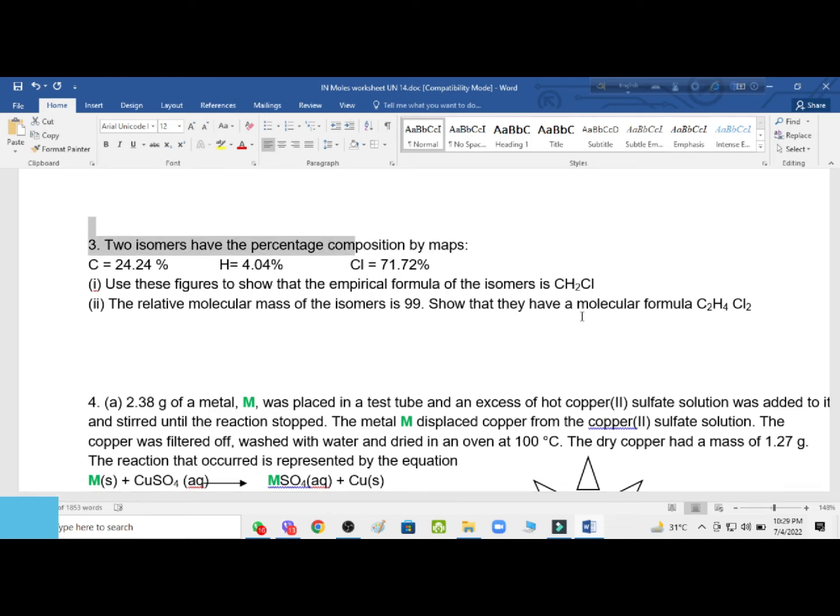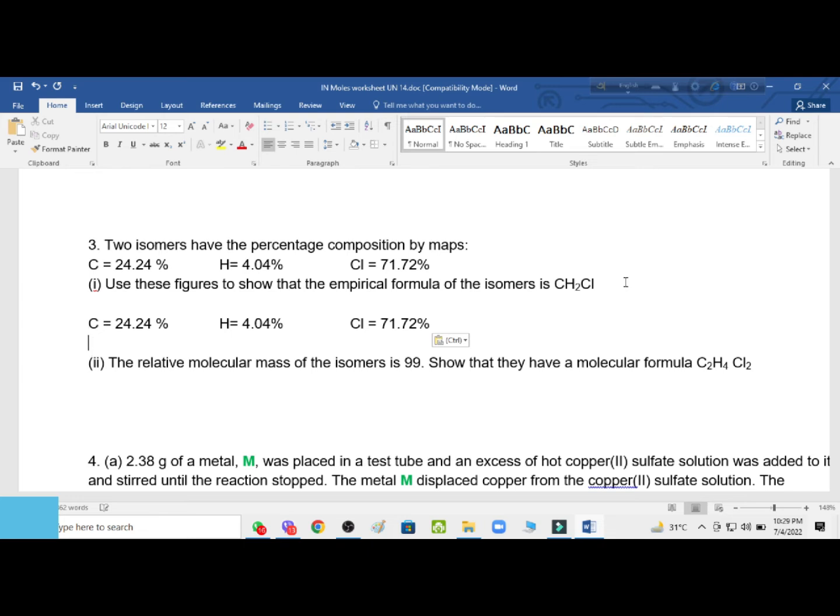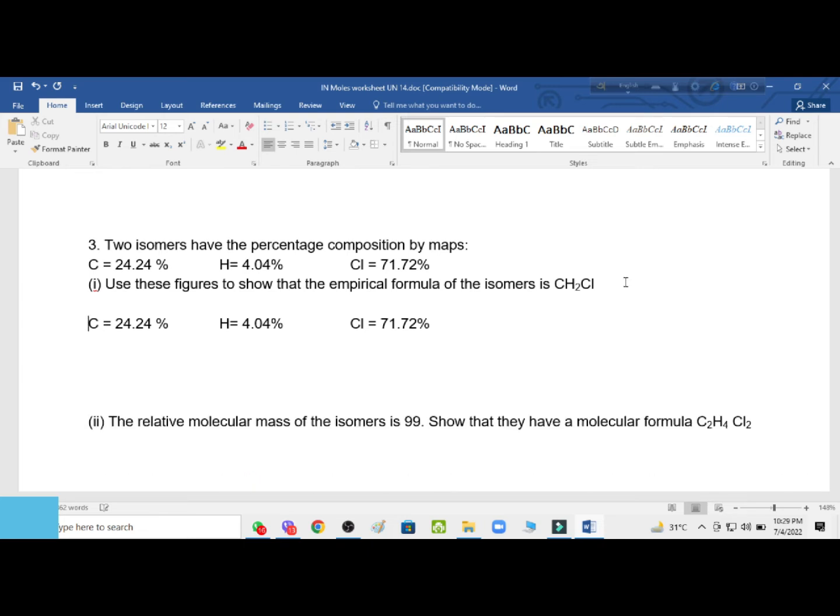Two isomers have the percentage composition by mass. Here are the percentages. Use these figures to calculate and show that the empirical formula of the compound is this. So let's use these figures. We copy these percentages and consider them the percentage by mass. We divide all of them by their relative atomic mass. If I divide them by their respective relative atomic mass, we'll get moles.